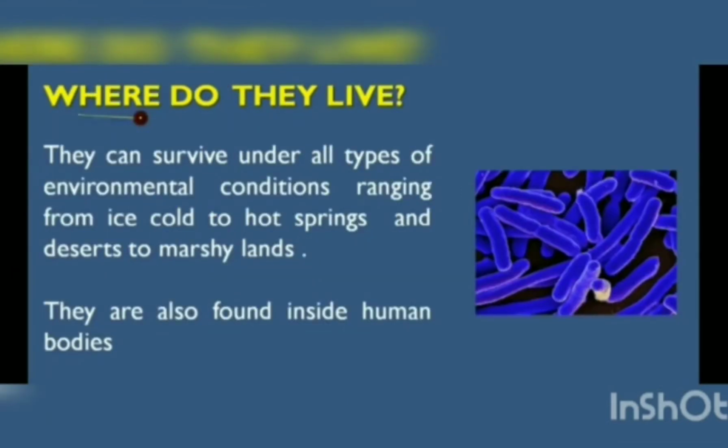Now, where do they live? They can survive under all environmental conditions. Recently, we suffered from the pandemic called COVID-19. It is the newest example of a microorganism, and we can all see that whether it is rain, cold or hot, it is there in each and every environment. They can live from deserts to marshy lands. They are so adaptable that they can survive inside and outside the human body, so they are everywhere. In the picture, the microorganism you are seeing is bacteria.